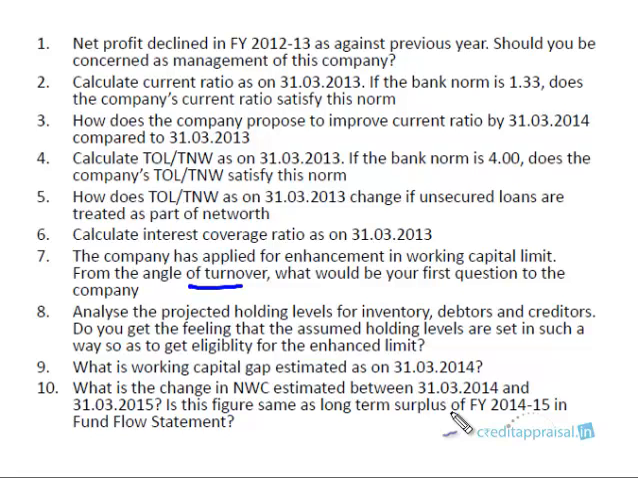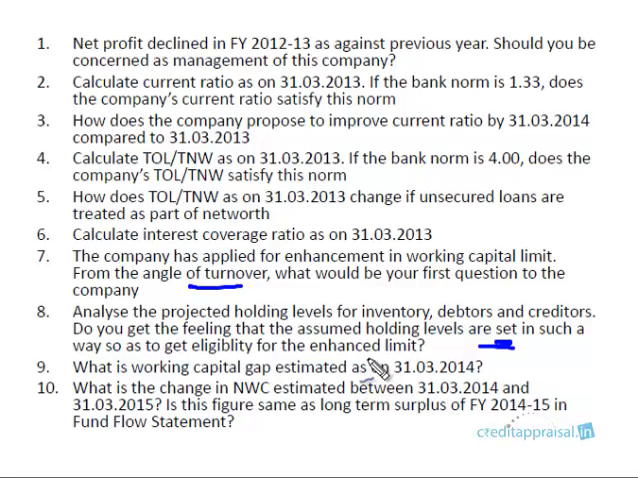Analyze the projected holding levels for inventory, debtors and creditors. Do you get the feeling that the assumed holding levels are set in such a way so as to get eligibility for the enhanced limit?